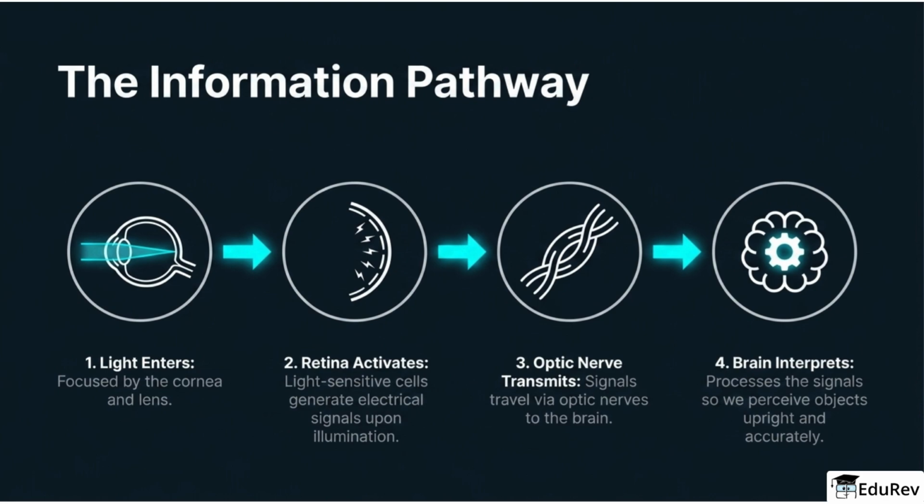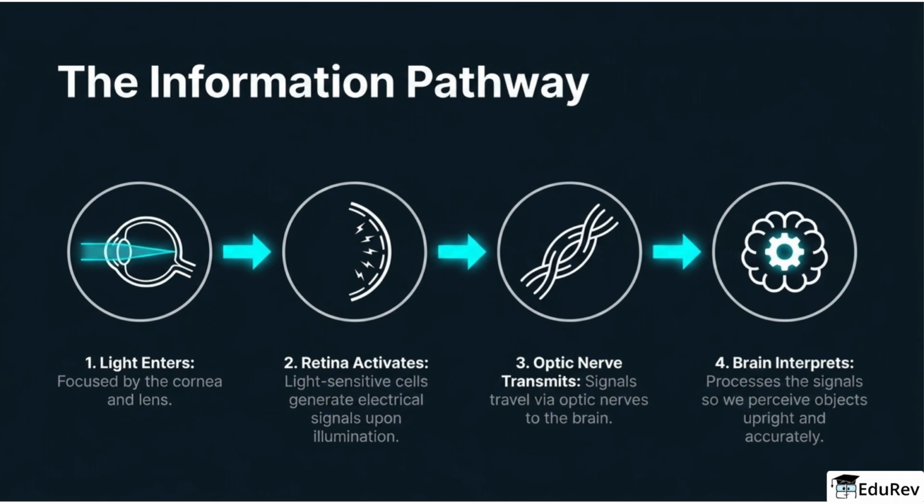This brings us to the information pathway, which is a four-step process. Step 1. Light enters the eye and is focused by both the cornea and the lens. Step 2. The retina activates, meaning those light-sensitive cells generate electrical signals upon illumination. Step 3. The optic nerve transmits these signals, allowing them to travel directly to the brain. Finally, Step 4. The brain interprets and processes the signals so that we perceive objects accurately and upright.